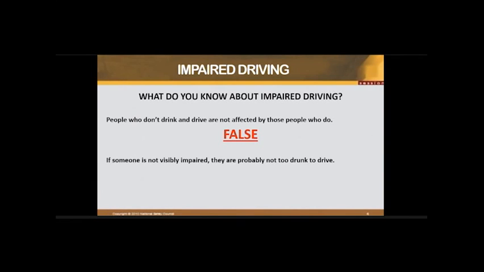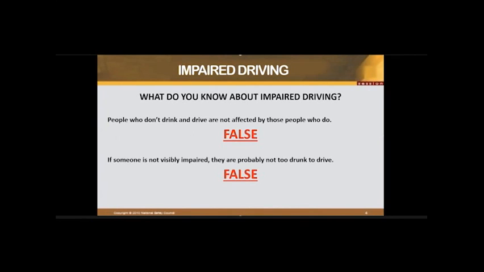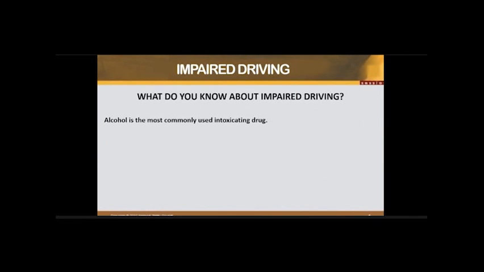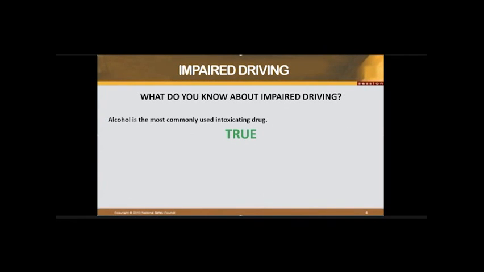Number 2, if someone is not visibly impaired, they are probably not too drunk to drive. True or false? False. Some people have learned how to control their physical abilities to an extent, masking the loss of motor coordination. They appear not to be impaired even when they really are. Number 3, alcohol is the most commonly used intoxicating drug. True or false? The answer is true. Since it is a legal and socially accepted drug, more people use and abuse alcohol than any other intoxicating drug.